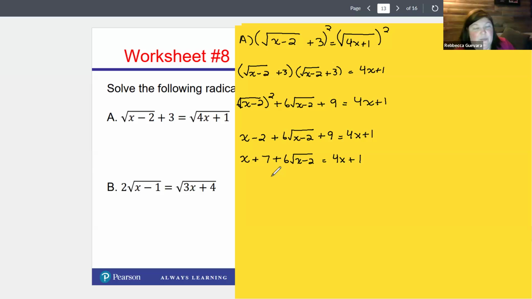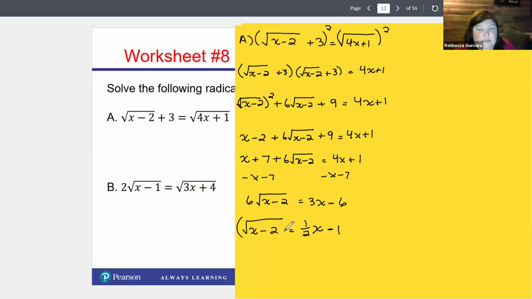So we just need to isolate the radical. I'm going to subtract x and subtract 7 from both sides. So we're just left with 6 times the square root of x minus 2 is equal to 3x minus 6. And then if I divide everything by 6, I'm just going to have the square root of x minus 2 is going to be equal to 1/2 x minus 1.